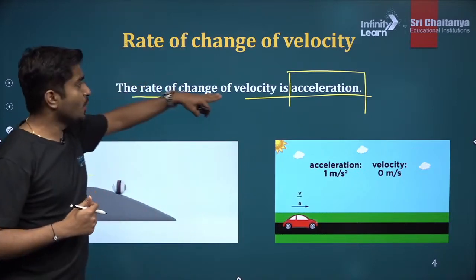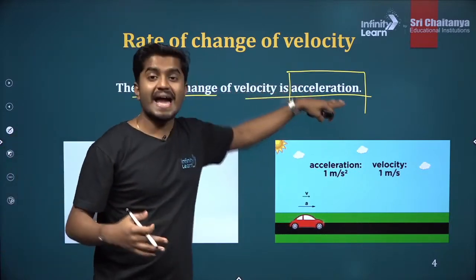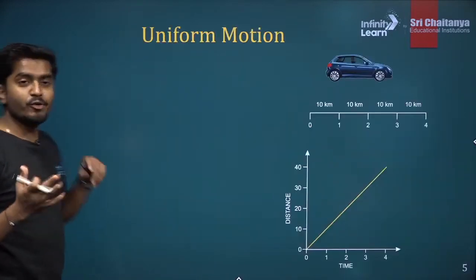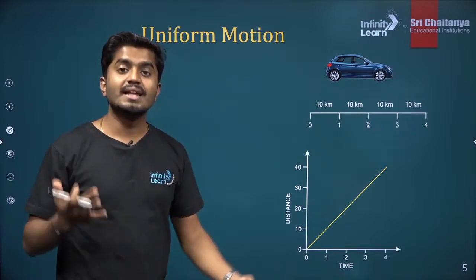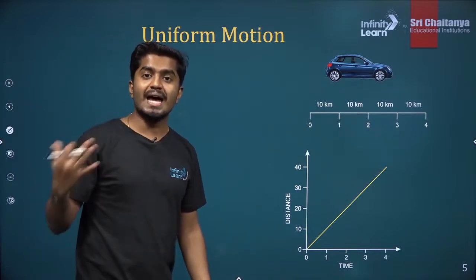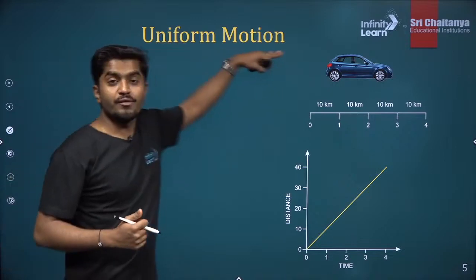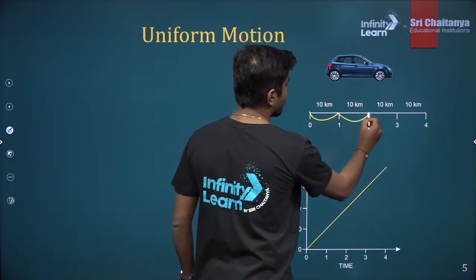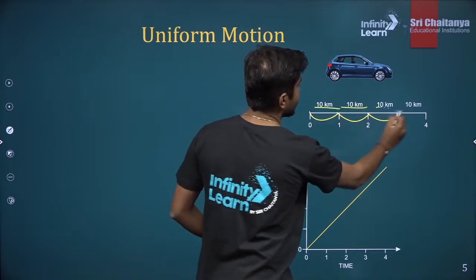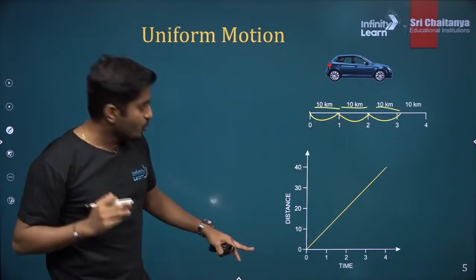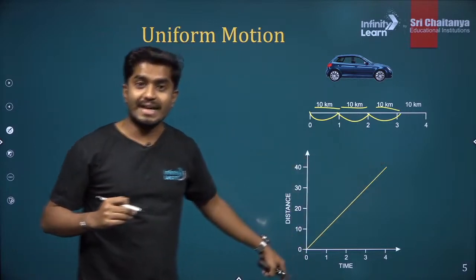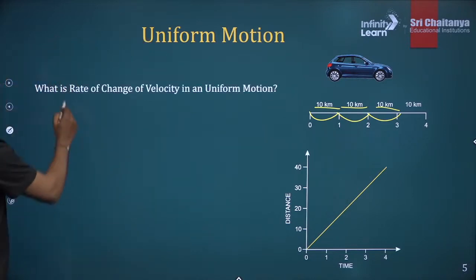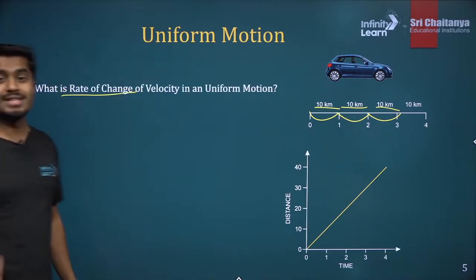Similarly, velocity is a vector quantity, so even the acceleration is a vector quantity. And how is it written? Okay, before that, let's understand. We have learned in the last class what is uniform motion and non-uniform motion. In the uniform motion, in equal intervals of time, the distance covered is equal. That was the uniform motion. If you plot it, there is a straight line. So in the uniform motion, what is the rate of change of velocity?